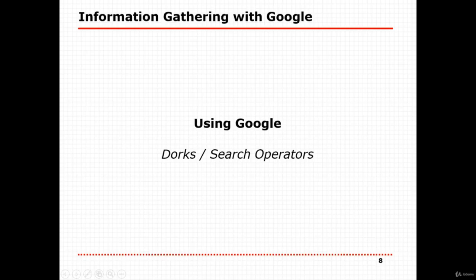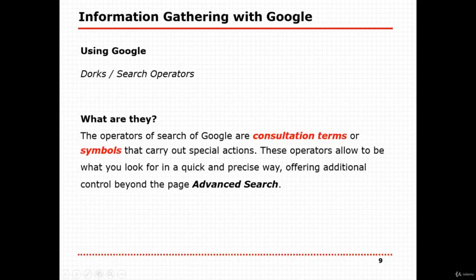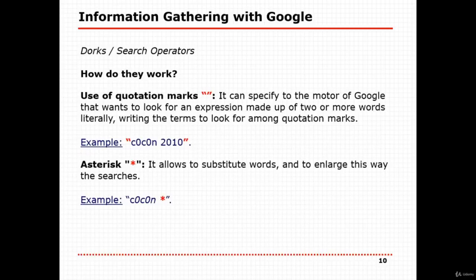So using Google Docs search operators, let's see what we can do with Docs. So this is using the search operators. What are they? The operators of search on Google are query terms or symbols that carry out special actions. These operators let you look for things in a quick, precise way, offering additional control beyond the advanced search page. So Docs search operators, what do we have?